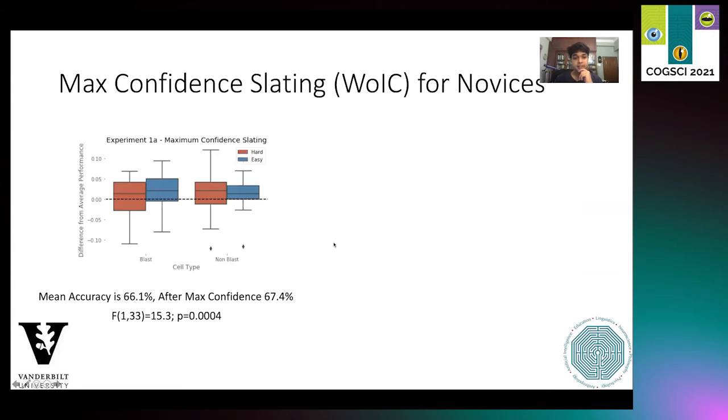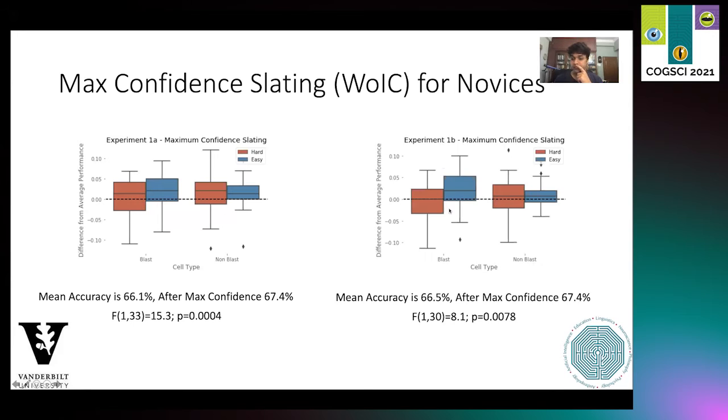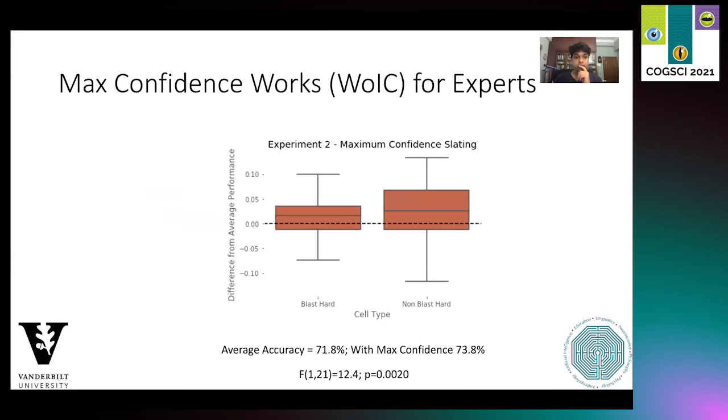So as for our results, we see that it works for experiment 1A. Accuracy goes up by something like 1.3%, and this is across all the four cell types. We have a similar result for experiment 1B, where the accuracy does go up by a slightly smaller amount. So maybe it makes sense to get diverse responses. But basically, the important thing to note is that the metacognitive processes of novices can actually be used to improve their accuracy. Similarly, for experts, we notice that there's an improvement in performance, to something like a 2% improvement.